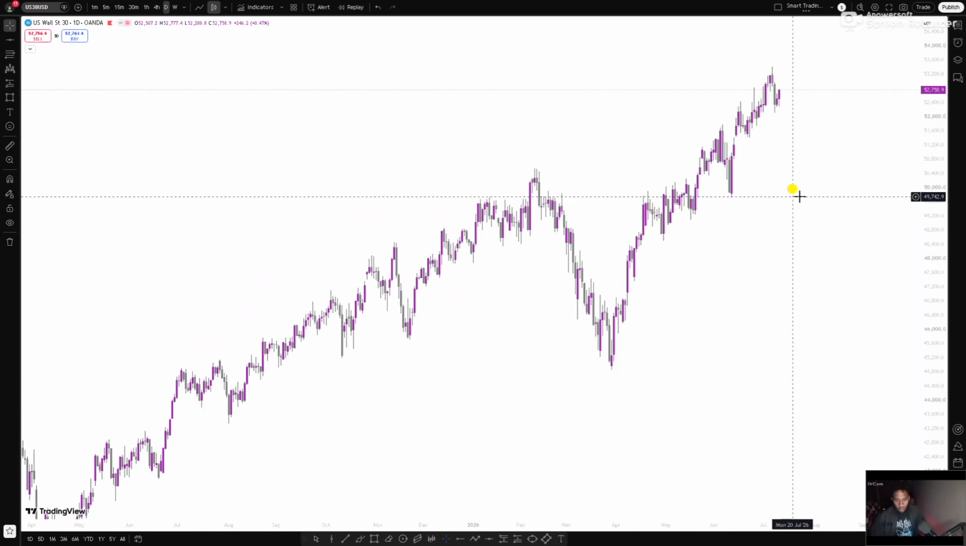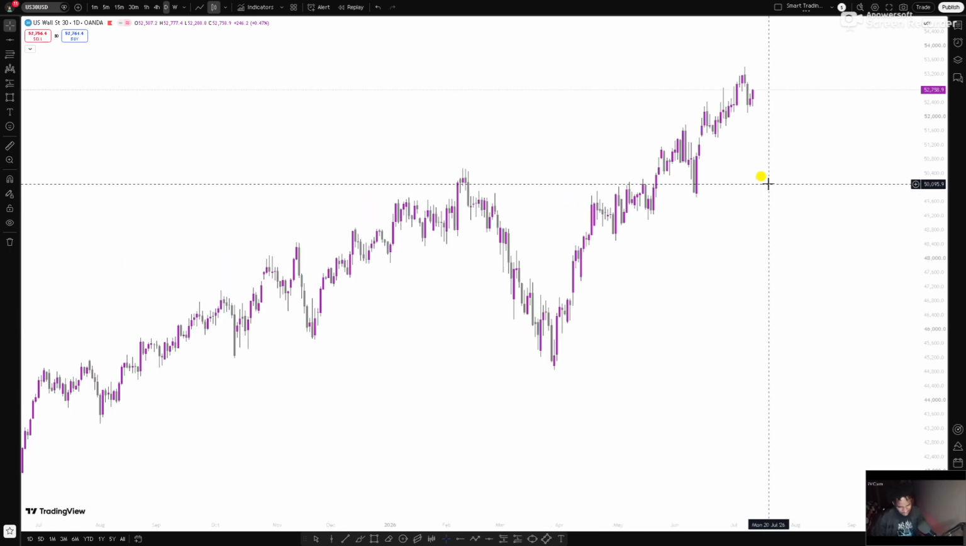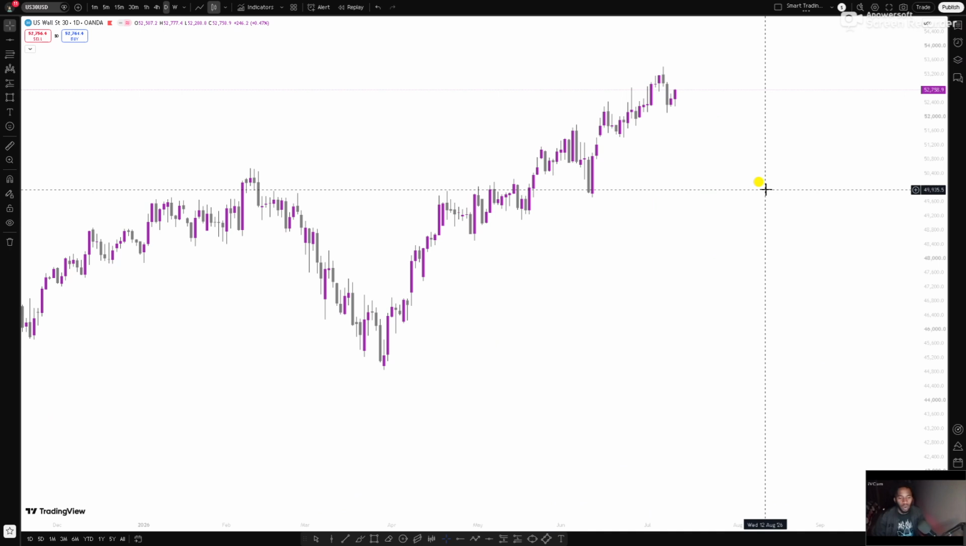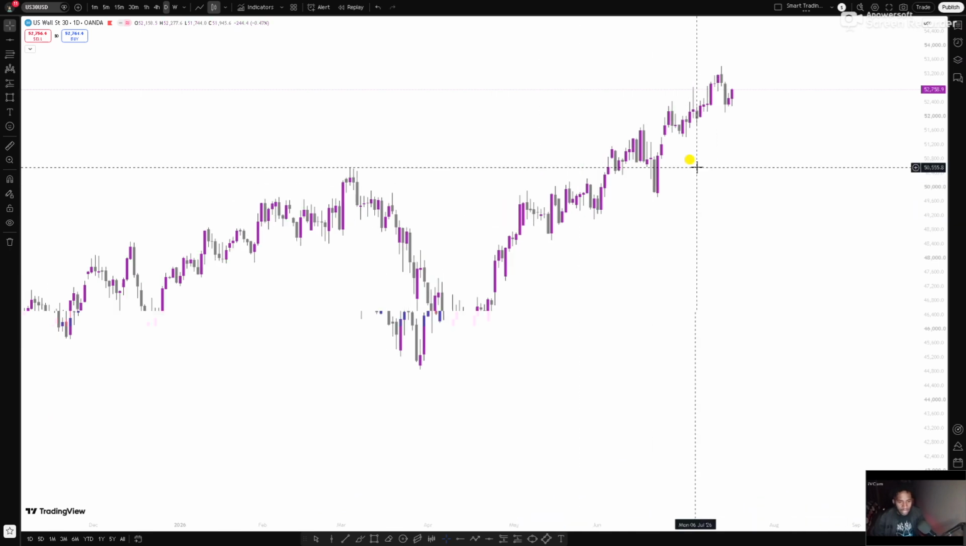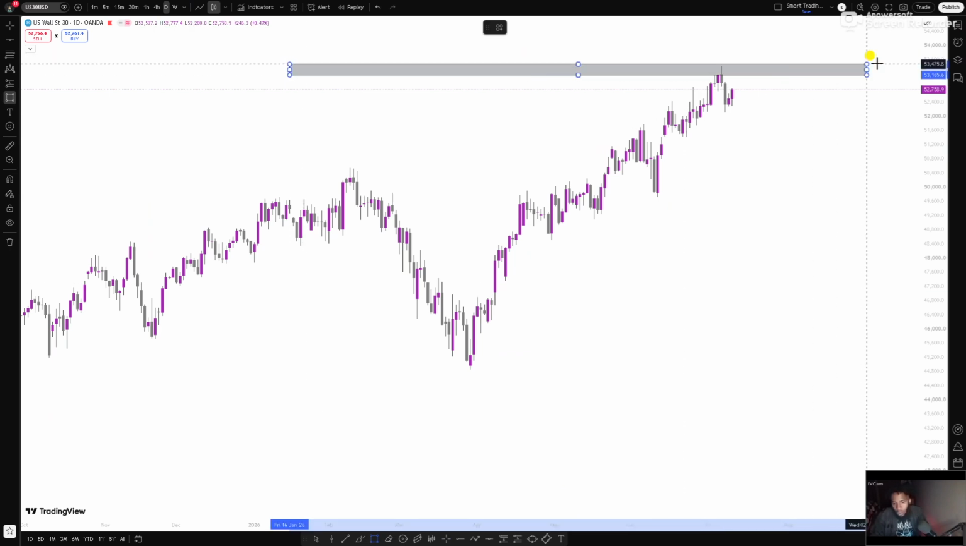US 30, the Dow Jones. This US 30 looks tricky already. On the daily time frame, what I like to do is find the trend. I can actually mark out our supply and demand. That's one of the first things I do when I get on a chart. I have to spot out those zones.